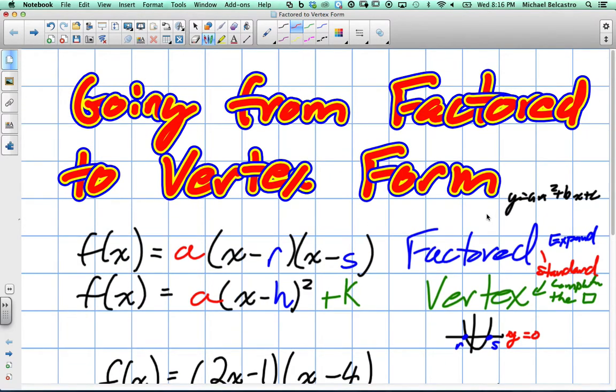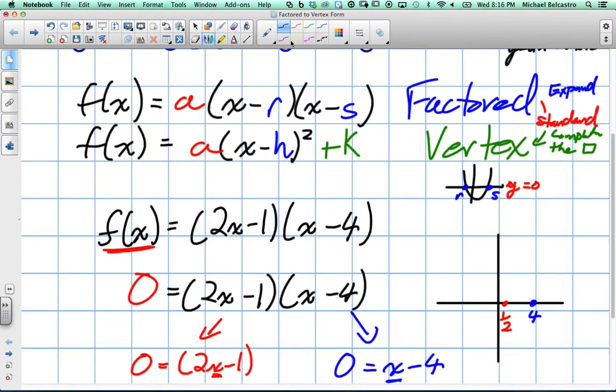Here's a quick question. Do you know if this parabola opens upwards or downwards, looking at this? Up. How do you know that? Because the a value would be 1. That's right. The a value is 1. That's really good that you recognize what the a value is. So we have a parabola that does this. Now, what this has done is helped us find two x-intercepts.